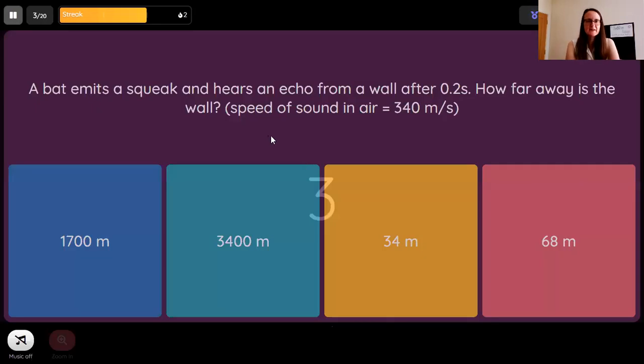Right, a bat emits a squeak, and hears an echo from a wall after 0.2 seconds. How far away is the wall? The speed of sound in air is 340 meters per second. The thing here is not to forget the half. Remember, he emits the squeak, it reaches the wall and reflects back. So in actual fact, to go to the wall, it only took 0.1 of a second. So the wall is 34 meters away.